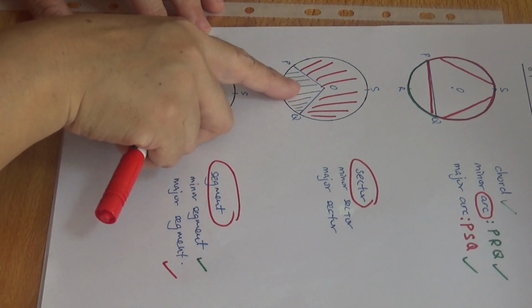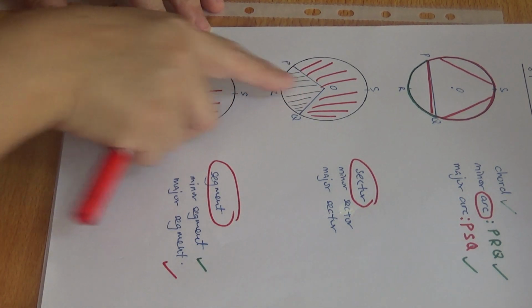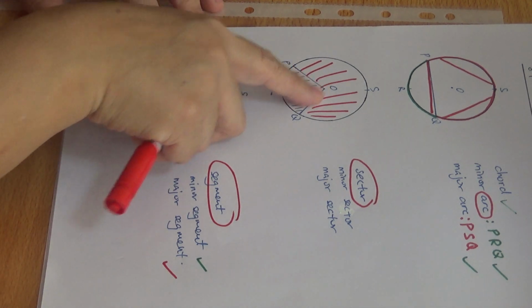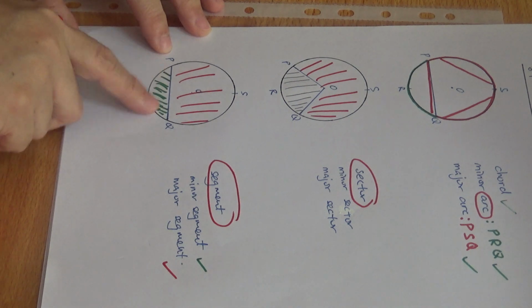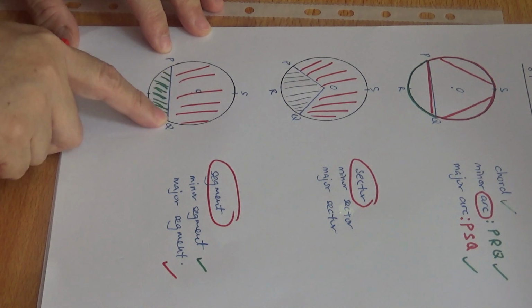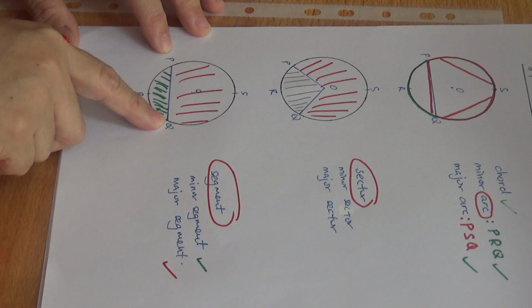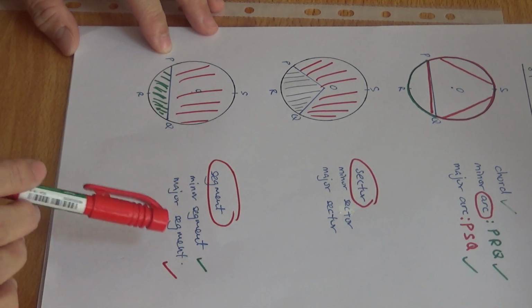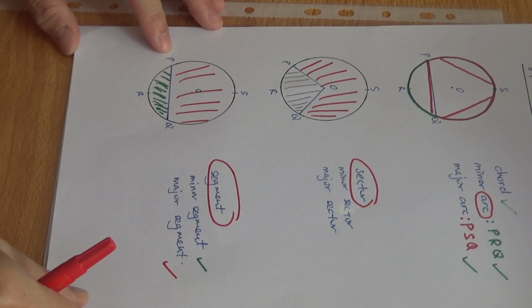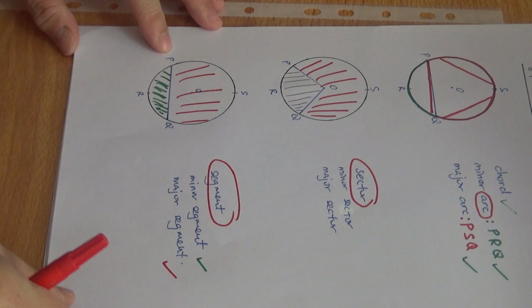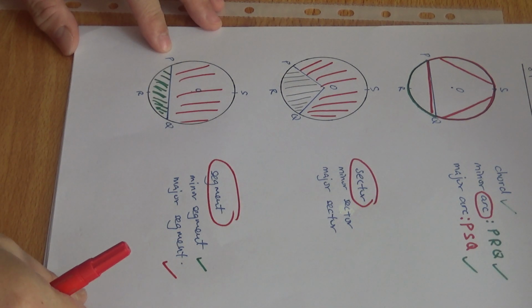A sector is part of the circle surrounded by the radii and the circumference, while a segment is surrounded by a chord and part of the circumference. Just bear in mind that minor means less than half the circle, major means more than half the circle. So these are the basic terms that we need to know for length of an arc.